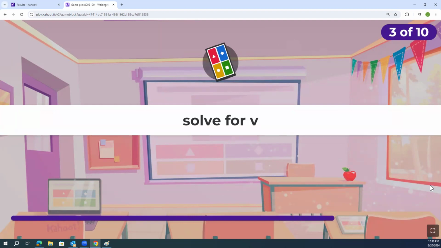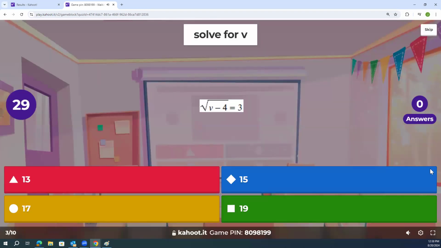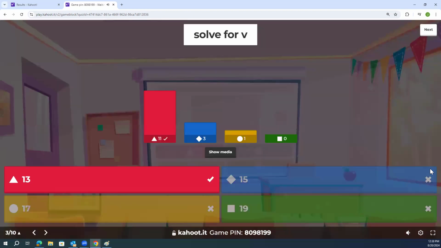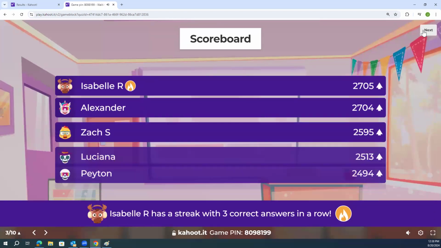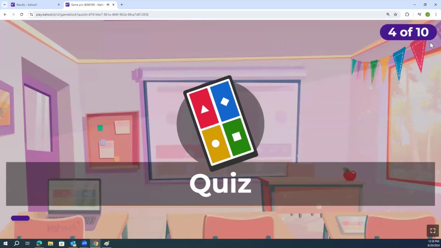Solve for V. You square both sides, then add 4 over, right? Okay, so square both sides, 3 squared is 9. Then you add the 4 over, that gets you to 13, right? Or you could work back. So 13 minus 4 is 9, square root of 9 is 3. Ah, yeah. All right, Isabel, top spot.